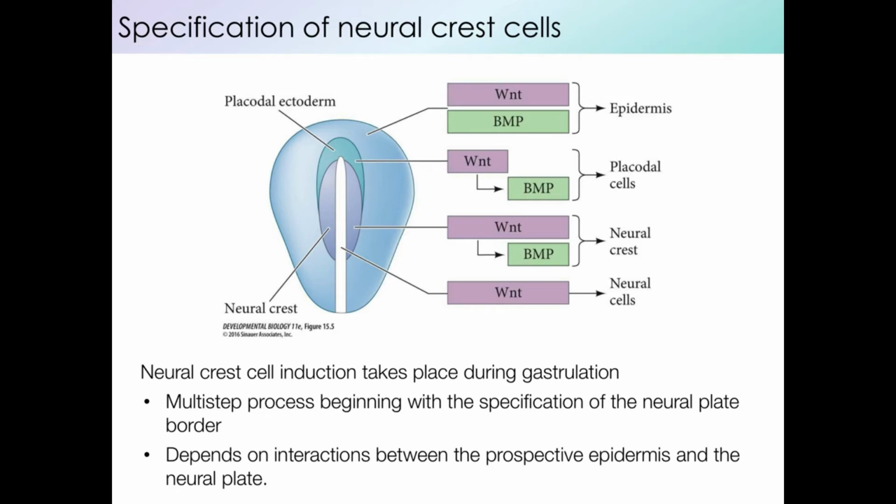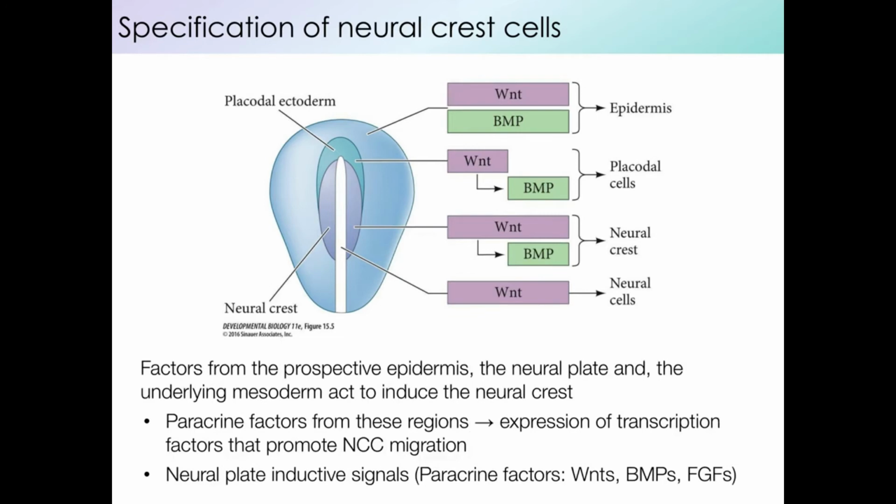In the case of the neural plate border that's going to give rise to the neural crest, it is thought that there is an interaction happening between the epidermal ectoderm, the neural ectoderm, and even the underlying mesoderm, for example, the notochord, that is responsible for inducing the neural crest cells. This interaction among the prospective epidermis, the neural plate, and the underlying mesoderm involves paracrine factors, specifically Wnt, BMPs, and FGFs, that are going to activate transcription factors that will specify the neural crest and induce their migration.